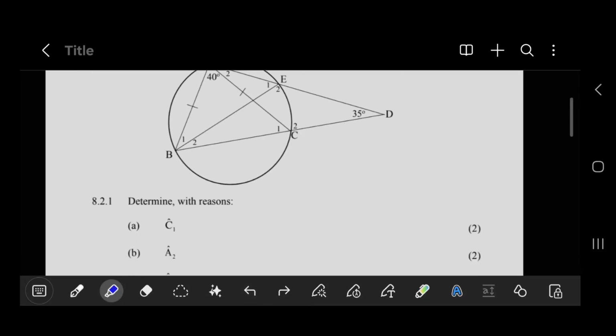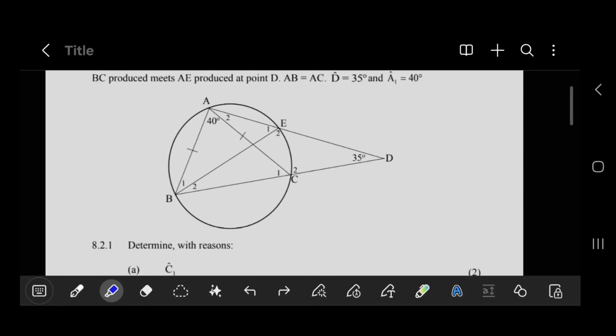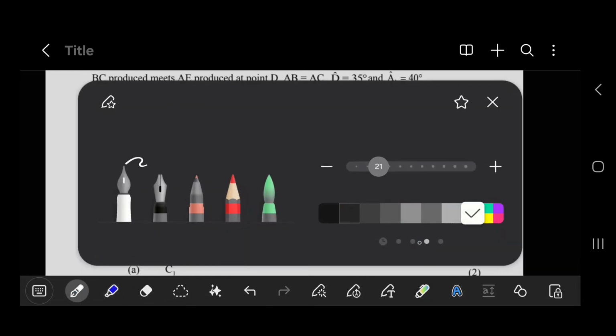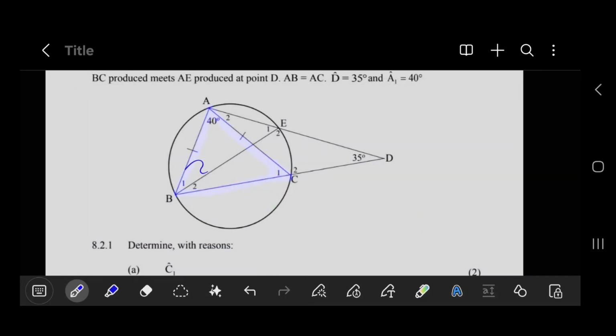Now 8.2.1 says determine with reasons, and we need to get angle C1. So here is where angle C1 is situated. And like I've just mentioned, you need to notice that triangle ABC is an isosceles triangle. What it means if the triangle is an isosceles triangle, it means that these corner angles are equal to each other. Now this is quite easy for us to work out since we already know angle A or A1 in this triangle is 40 degrees.